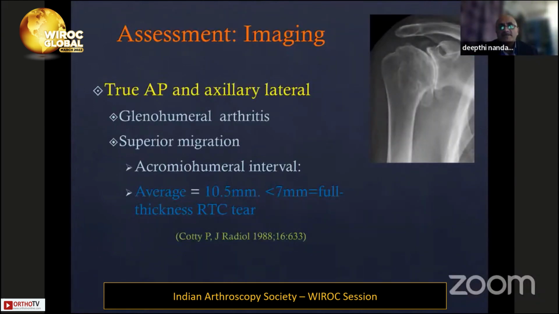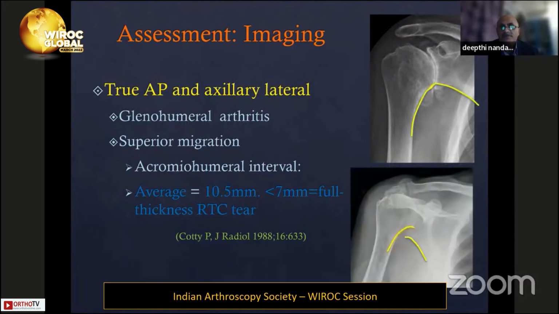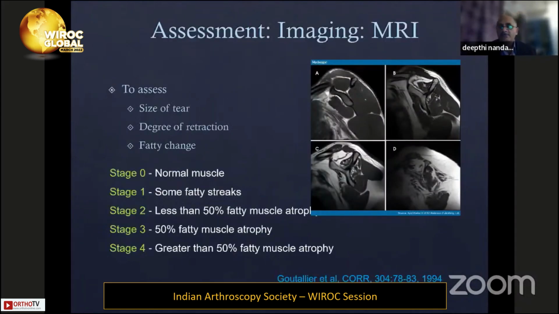Imaging wise, always look for any superior migration, any arthritis, and also look for the Gothic arch. If it is broken, that will give you if there is any superior migration. And on MRI, it's mainly for diagnosing the size of the tear, the size of the muscle, but it is not used for a primary diagnosis of a rotator cuff tear.